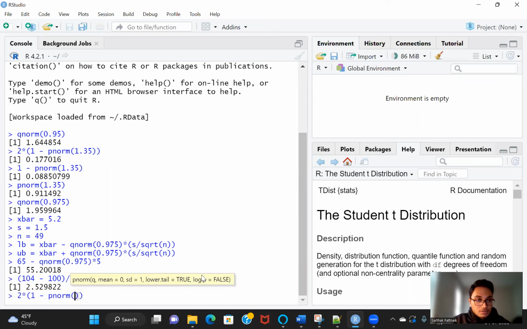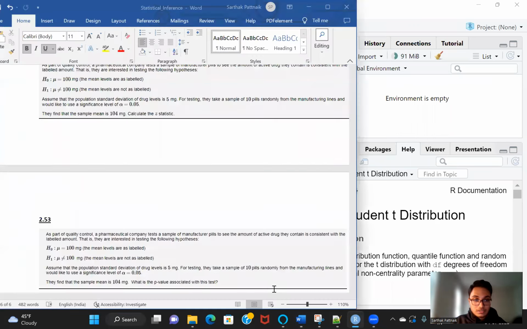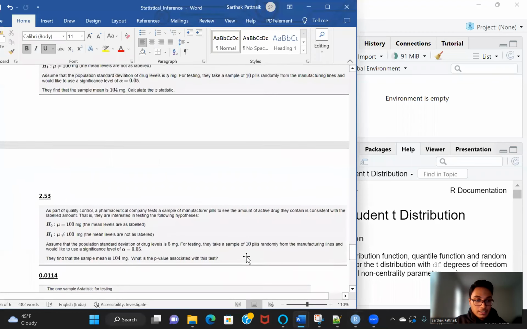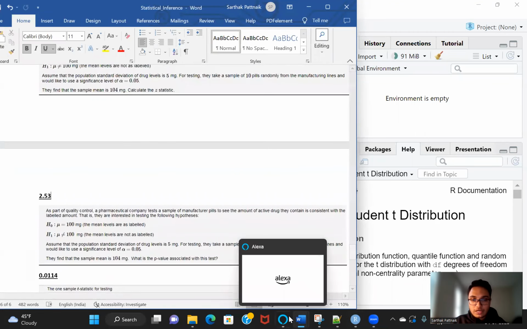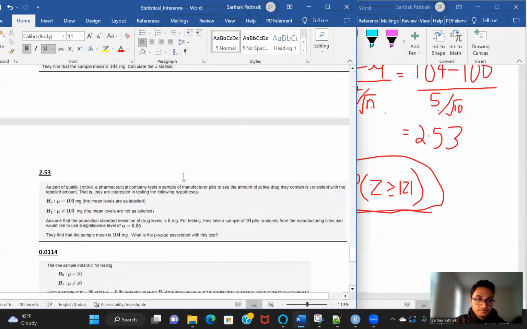My Z statistic was 2.53, and my result is coming out to be 0.0114. Let's see what's the actual answer. Indeed, it is 0.0114. Pretty straightforward question, nothing very complex. We have already seen a plethora of questions based on this concept. This was pretty straightforward.